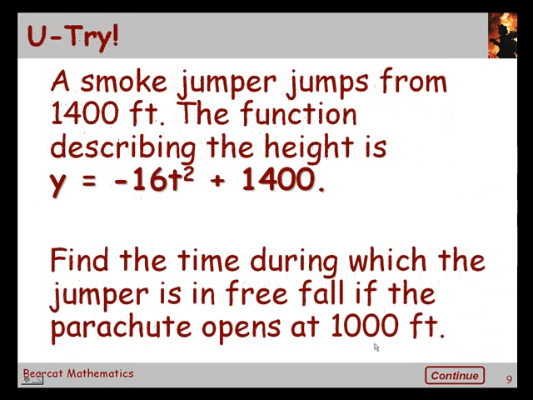Here's one for you to try. A smoke jumper jumps from 1,400 feet. The function describing the height is almost the same, y equals negative 16t squared plus 1,400. We need to find the time during which the jumper is in free fall if the parachute opens at 1,000 feet. Let's go ahead and try that. If you're working at home, pause the video when you're ready to check your answer with ours. Press play.